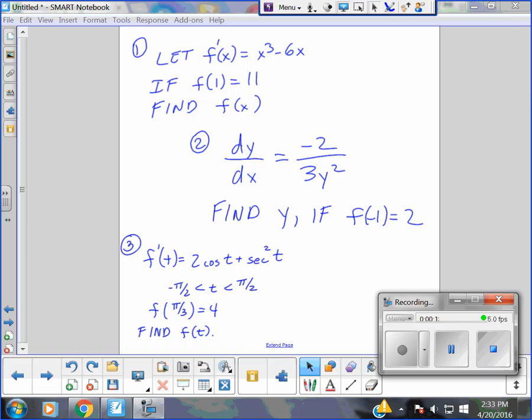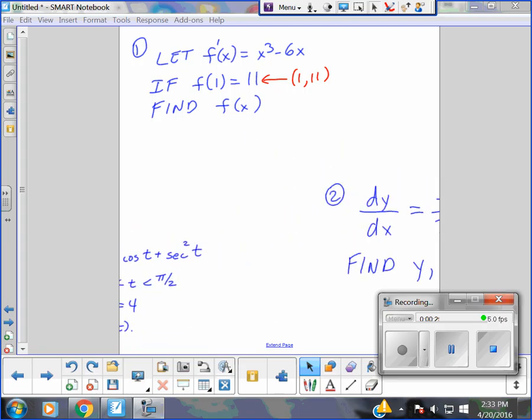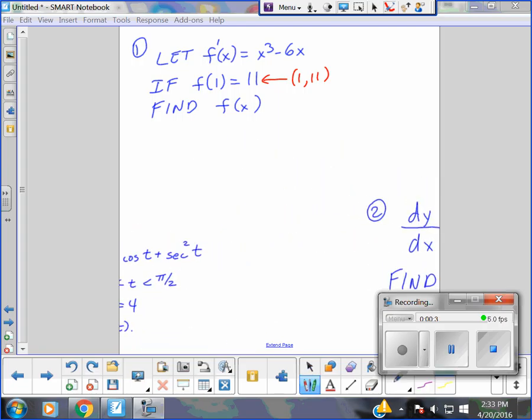Let's be clear that this is the coordinate point (1, 11), and we'll need that at the end to find the c. I'm not even going to need much space for this, so I'll move these two out of the way so we have some room. I can do this right away. Add 1 to the power, divide by it. Oh, minus. Add 1 to the power, divide by it, plus c.